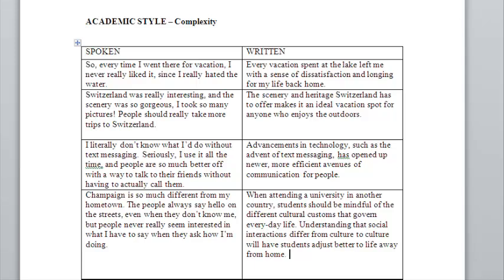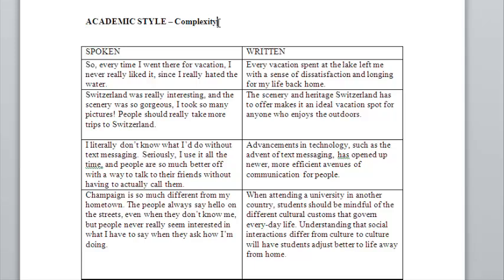So here we have a table that I just made. In the left-hand column we have spoken examples, and in the right-hand column we have written examples of those same cues. So the first example: "Every time I went there for vacation, I never really liked it since I really hated the water." This sounds natural coming from a person's mouth. This is something that's very colloquial, very casual, very informal, not trying to be anything, just trying to communicate something with the spoken form.